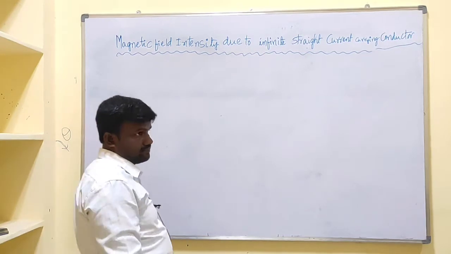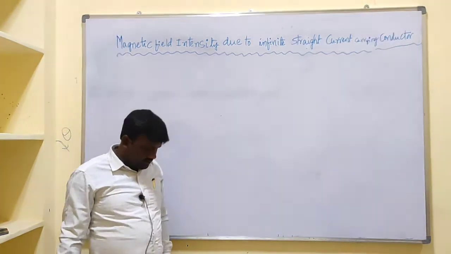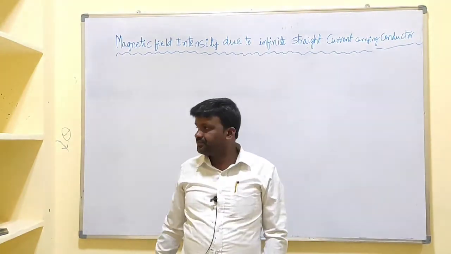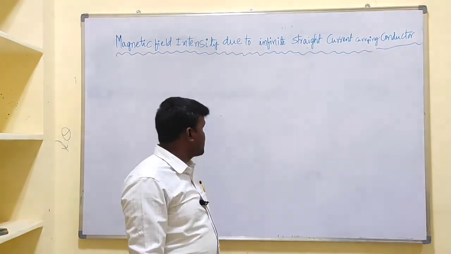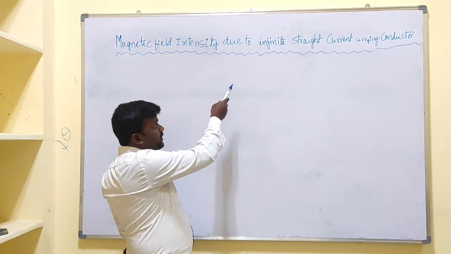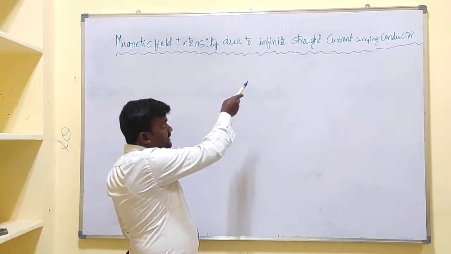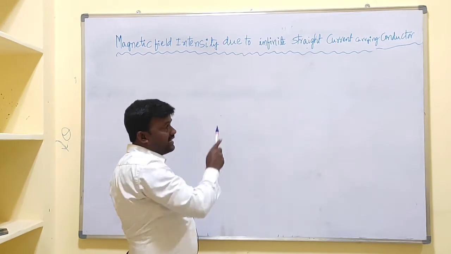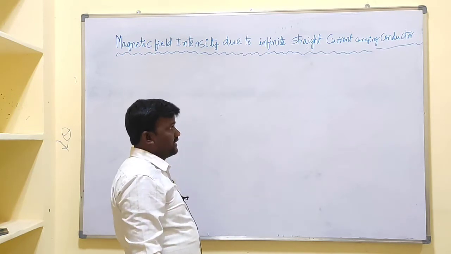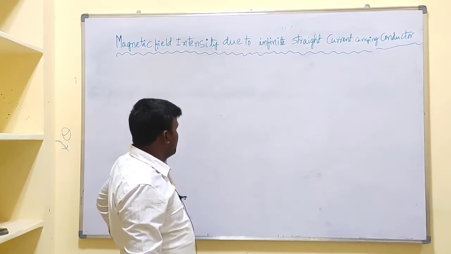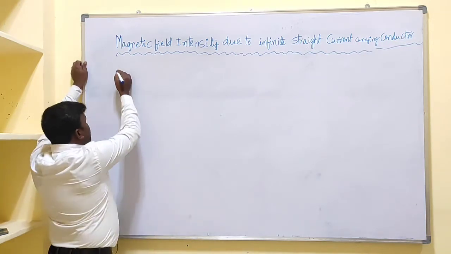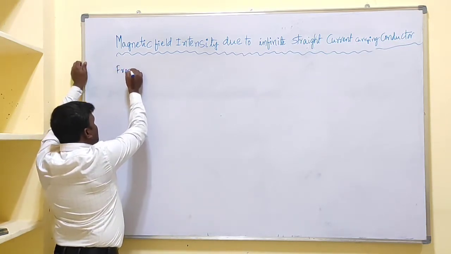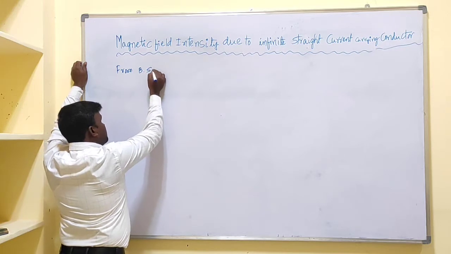Hi. In last class, we discussed Biot-Savart's law. In this class, I will derive an expression for magnetic field intensity due to an infinite straight current carrying conductor. Okay. So basically, we have from Biot-Savart's law, BS law means Biot-Savart's law.